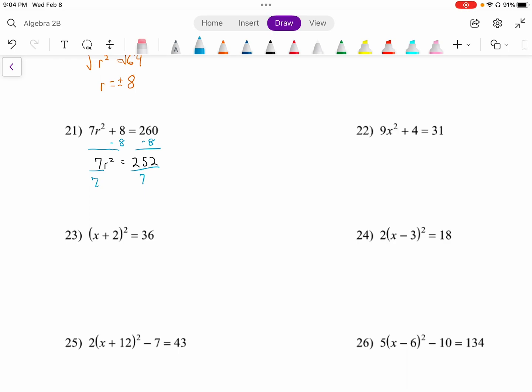You can use a calculator if you want. You got 7 into 252. Oh, and that's 36. So we get r squared is 36. And even just thinking back to the question earlier, we know that this answer will be taking the square root of both sides. We get r equals plus or minus 6.